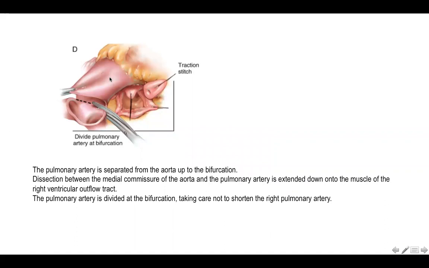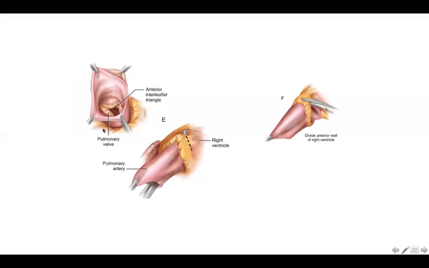Try to separate the pulmonary artery as distal as the bifurcation, and don't shorten the right pulmonary artery. After that, inspect the pulmonary valve from inside and identify the anterior interleaflet trigone as a reference point. Then insert the right angle clamp into that area, make a small opening, and incise the RVOT at that point.